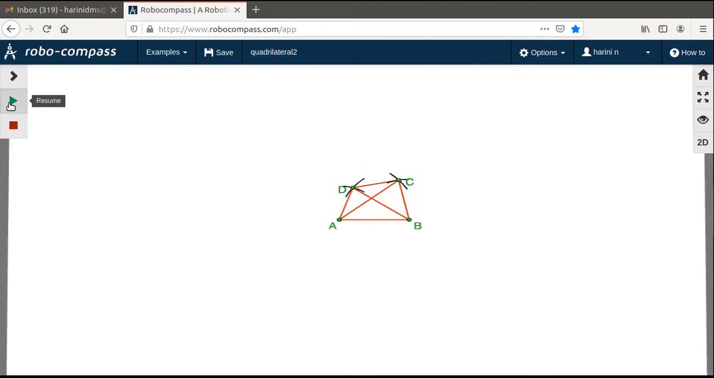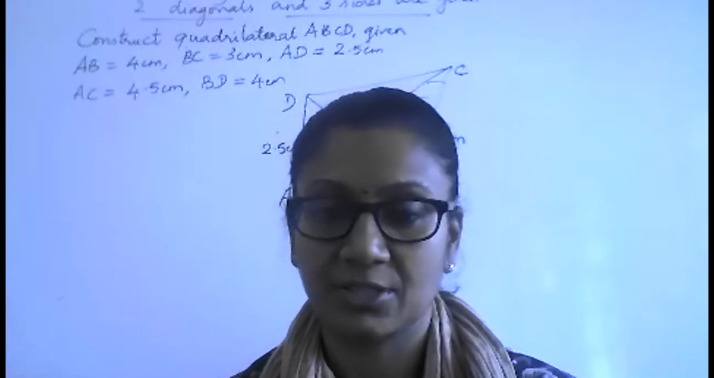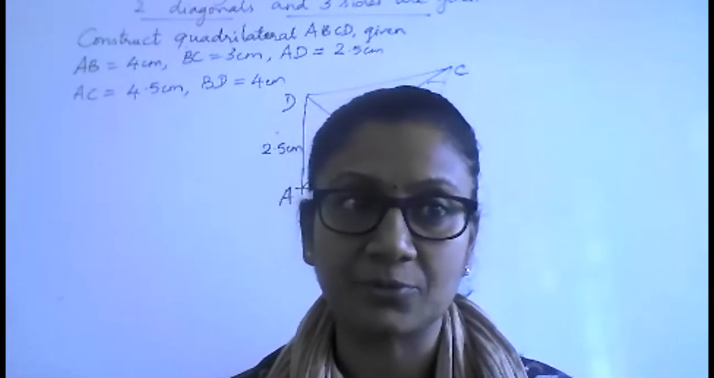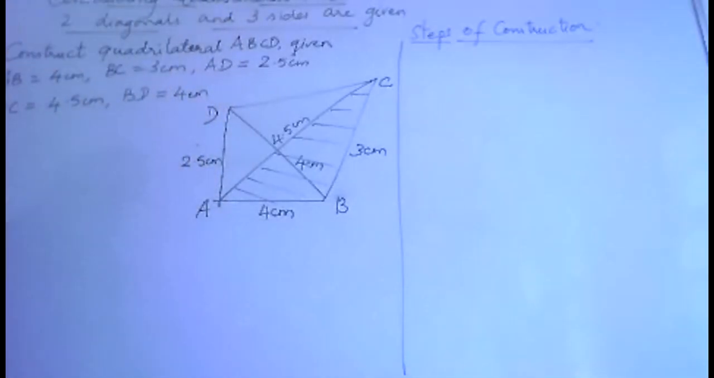All right. So this is a simple construction where you are given three sides and two diagonals of the quadrilateral and you have learned how to construct the quadrilateral. Now we have to go back and write the steps of construction. So let us go back and write the steps of construction now. So we shall start with the steps of construction one by one.